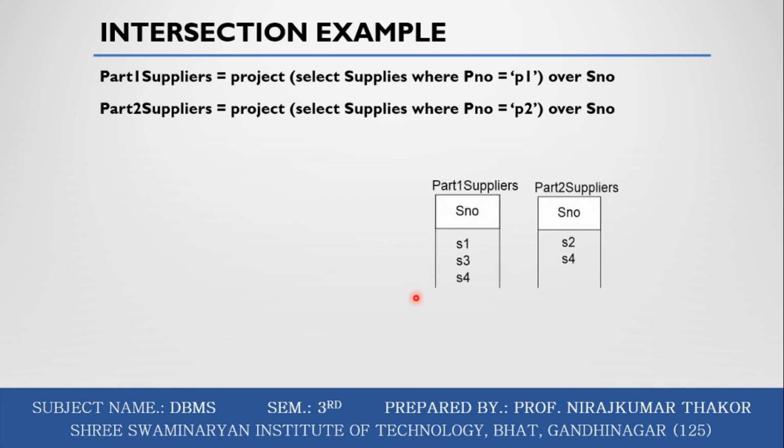The part 1 suppliers has three rows and the part 2 suppliers has 2 rows. Okay, S1, S3 and S4. And here the part 2 supplier has S2 and S4. The resultant is part 1 supplier intersect part 2 supplier.